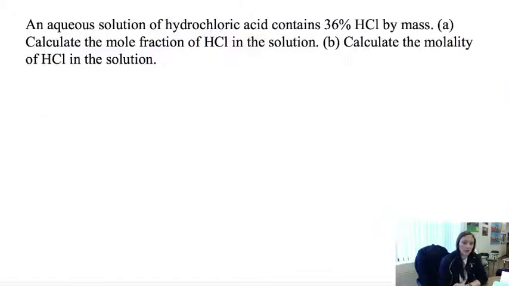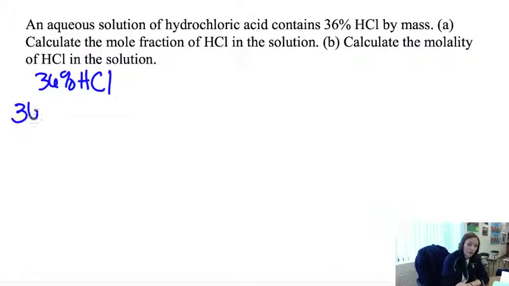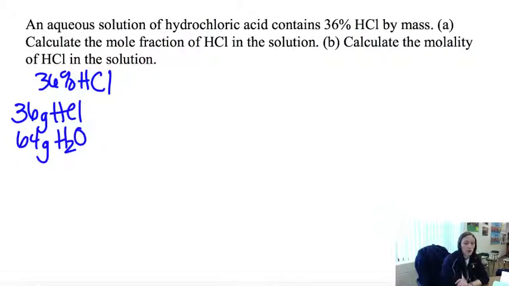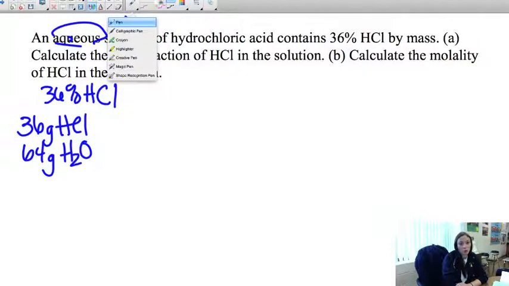All right, we have 2 more examples here. I have an aqueous solution of hydrochloric acid that is 36% hydrochloric acid by mass. We need the mole fraction and the molality. So 36% hydrochloric acid by mass means that if I have 100 grams, I would have 36 grams of HCl and 64 grams of water, because an aqueous solution means water.